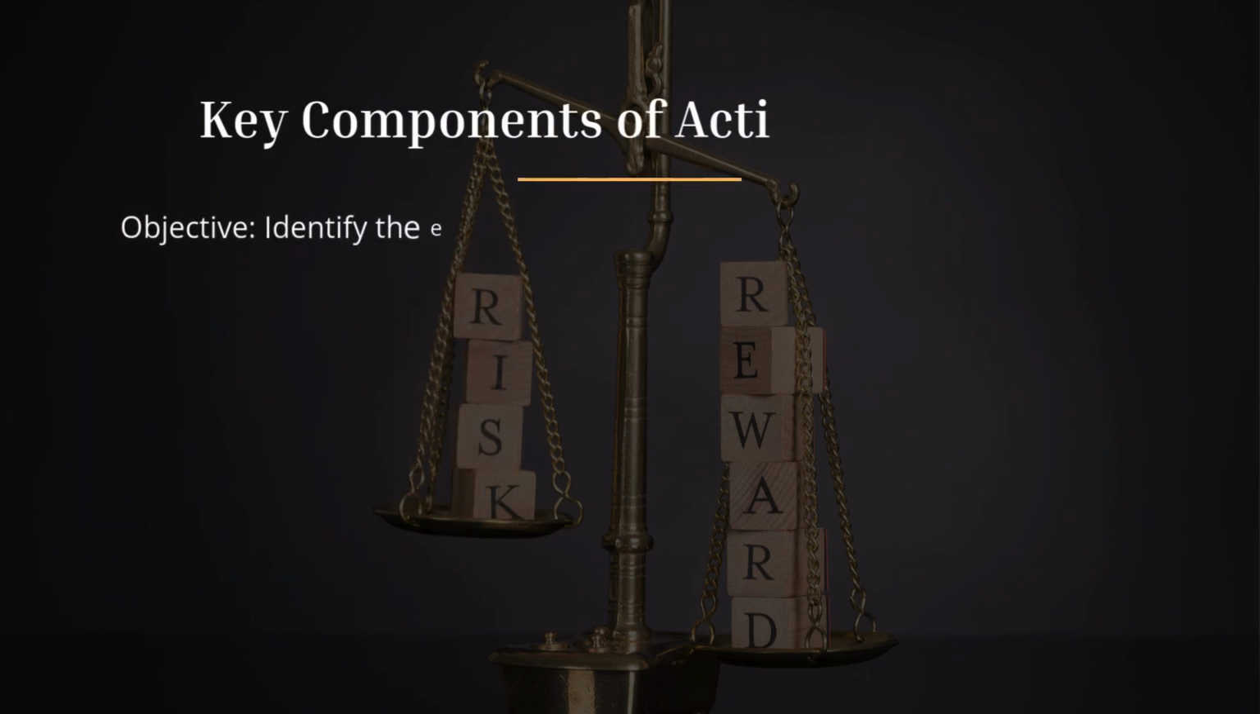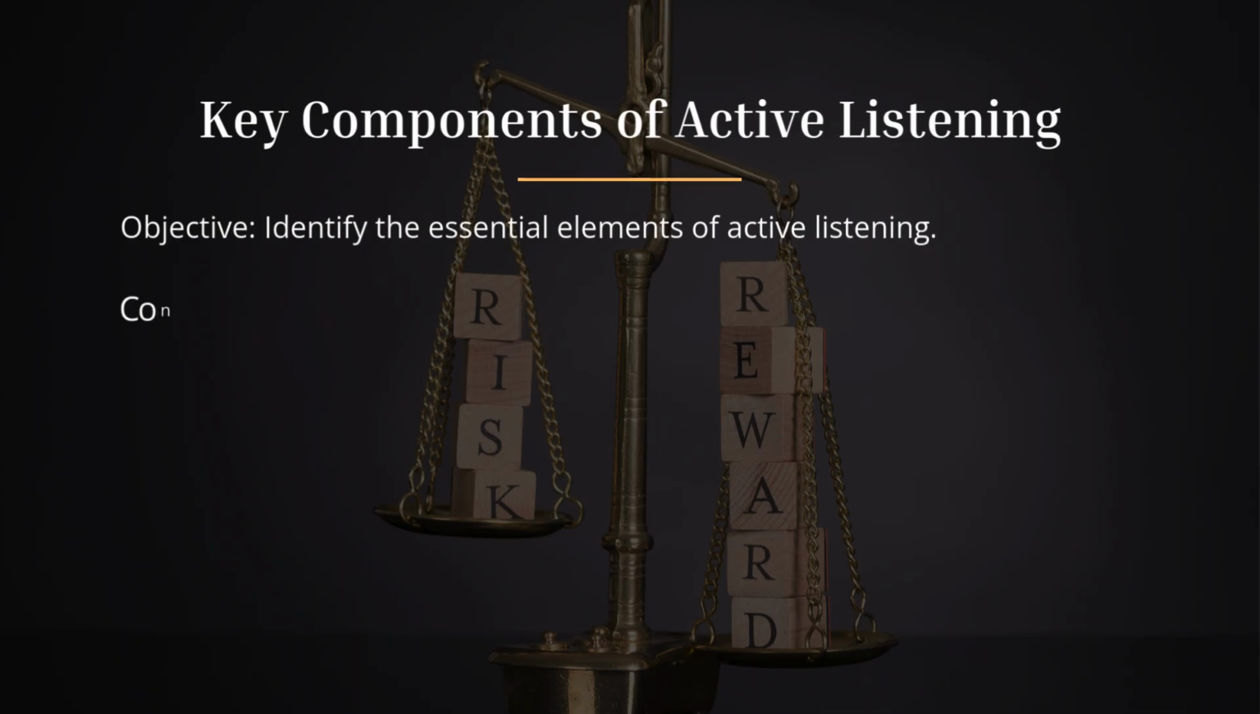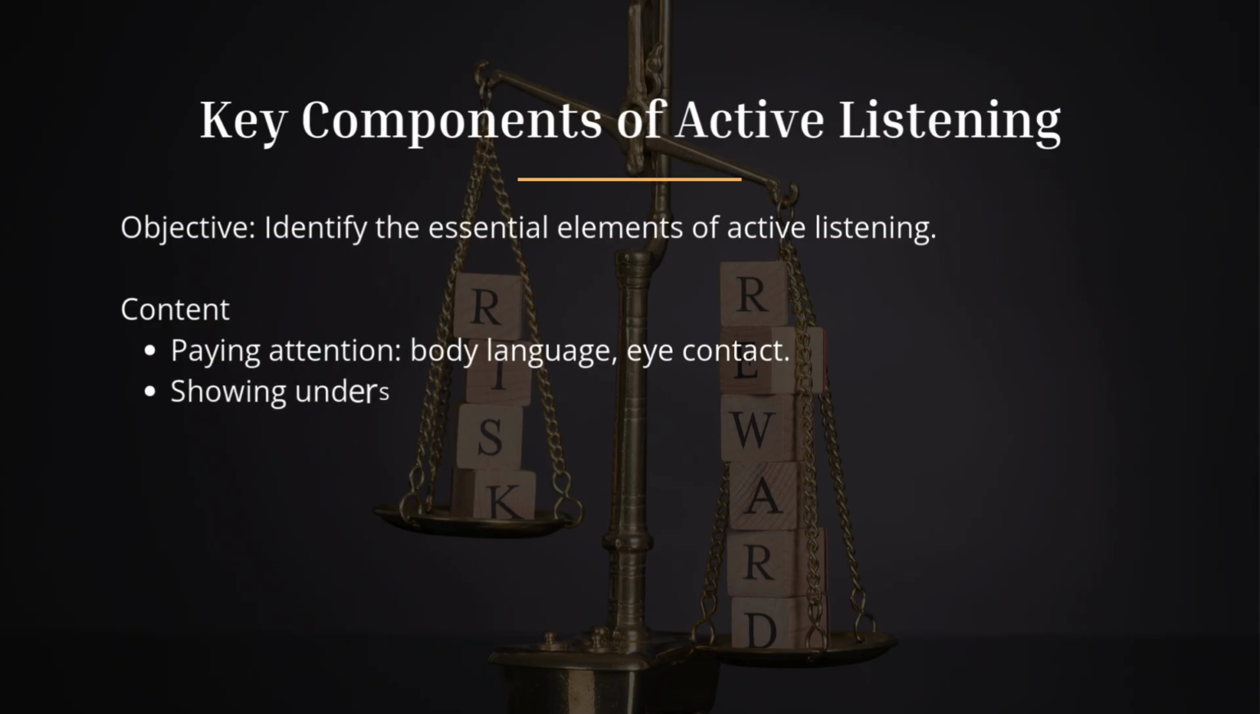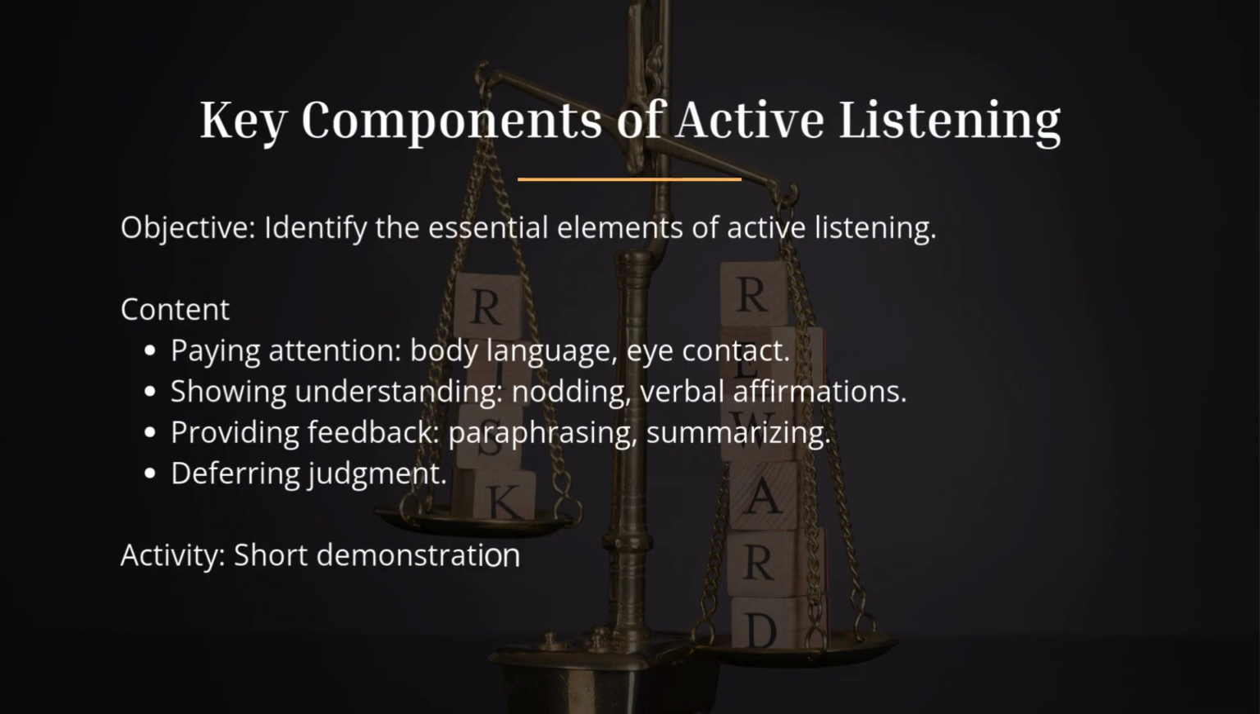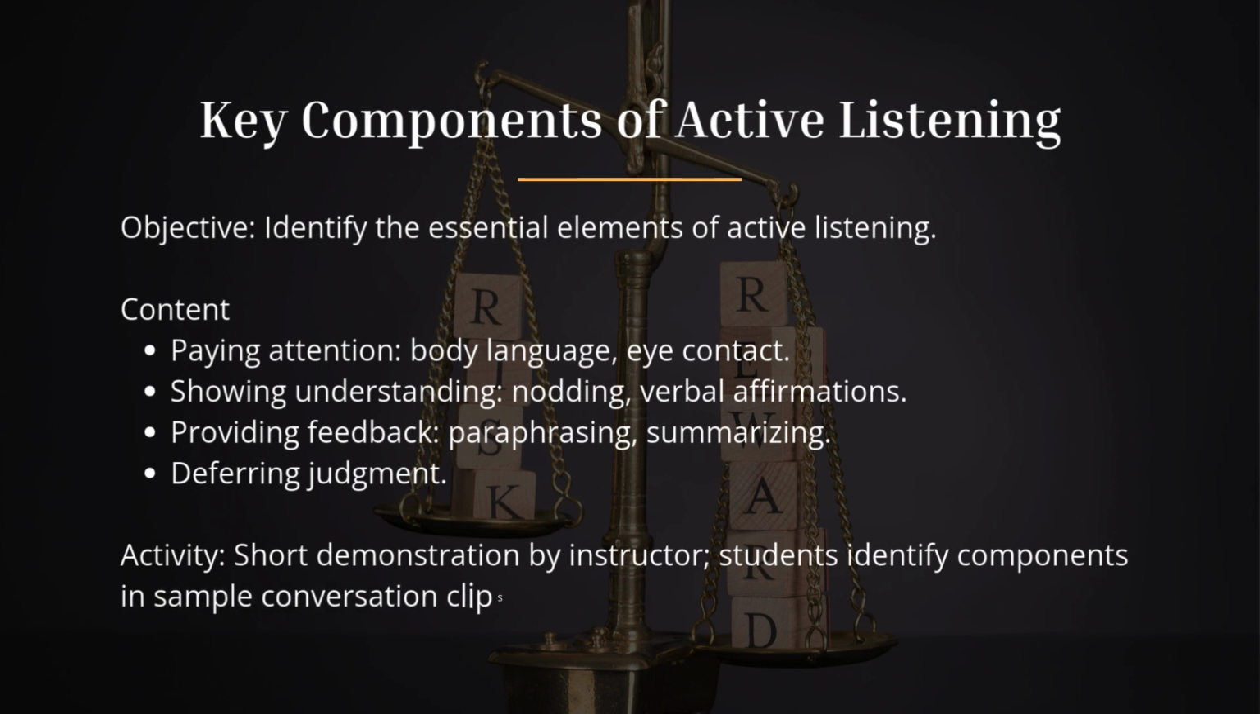Key components of active listening. Objective: identify the essential elements of active listening. Content: paying attention, body language, eye contact. Showing understanding, nodding, verbal affirmations. Providing feedback, paraphrasing, summarizing. Deferring judgment. Activity: short demonstration by instructor. Students identify components in sample conversation clips.